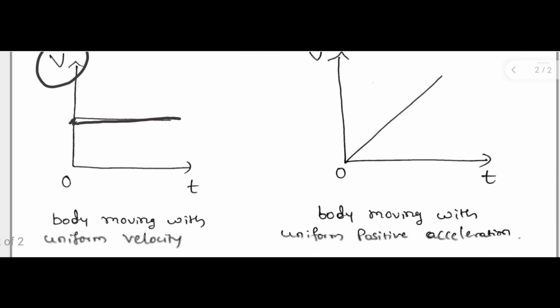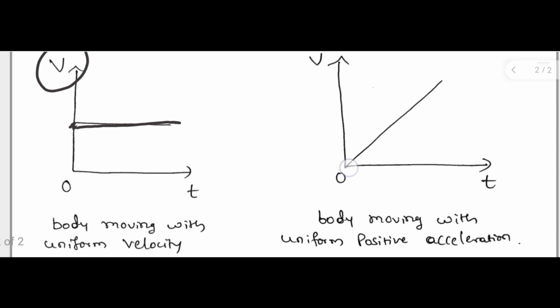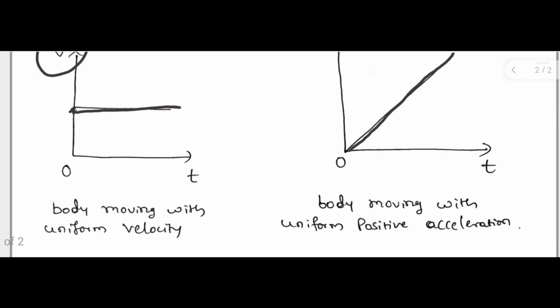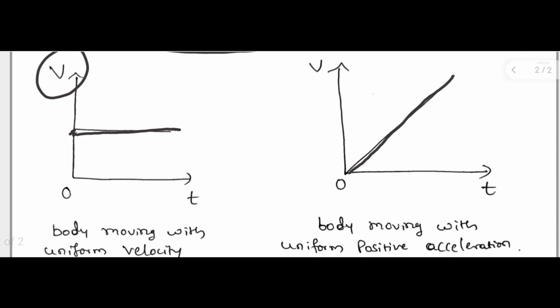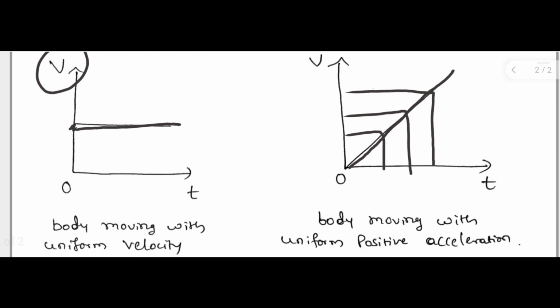Such a graph is known as a body moving with uniform velocity. The body has a certain uniform velocity. Next, this is an increasing order. Here the body is moving with uniform positive acceleration. This is one velocity and this is another velocity. As you know, acceleration means velocity by time. That's why here we use the word acceleration. The body is moving with uniform positive acceleration.